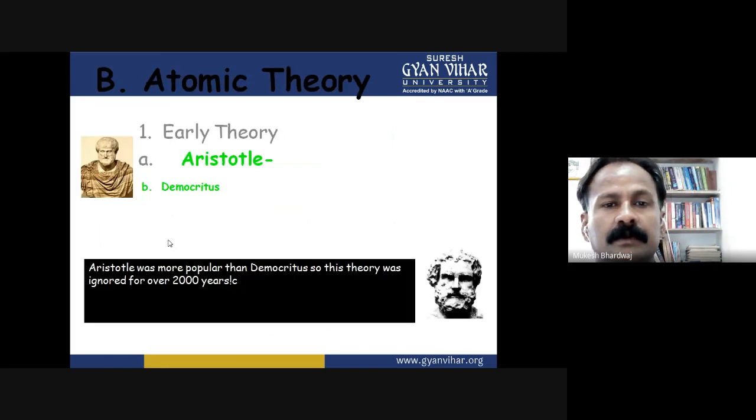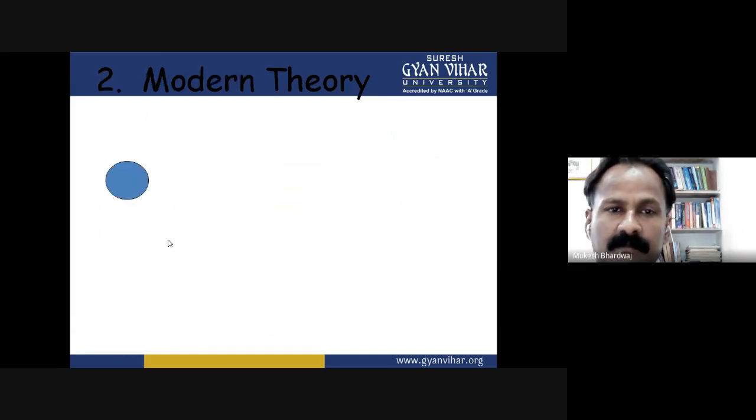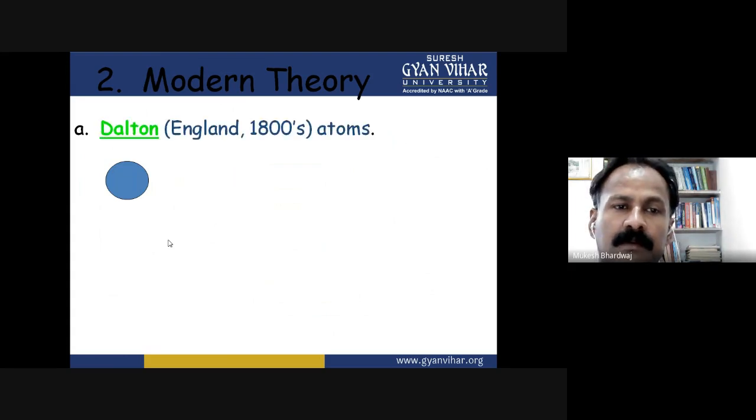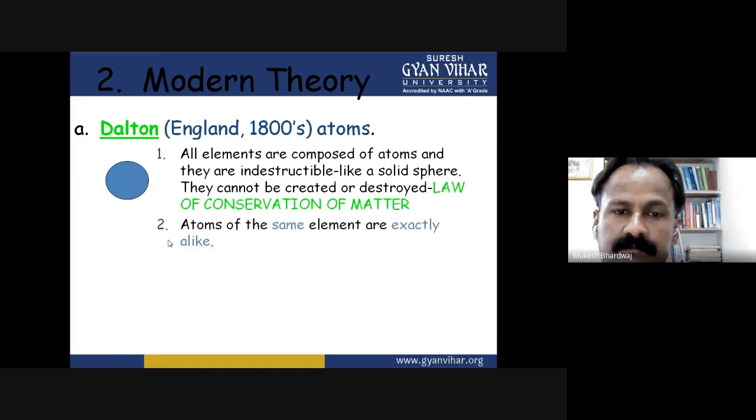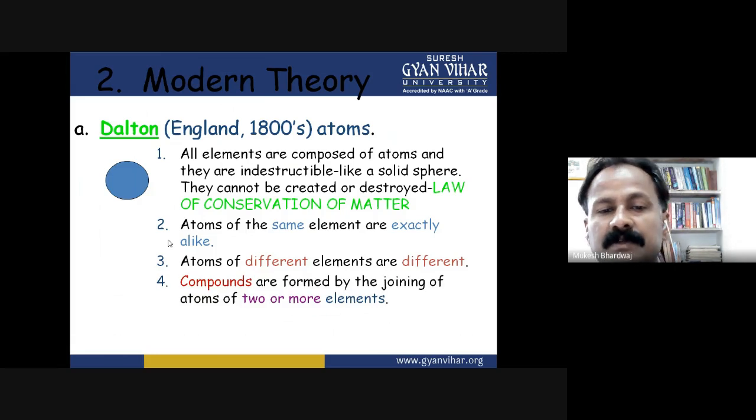Atomic theory, early theory, given by Aristotle, and a second given by Democritus. Aristotle was more popular than Democritus, so this theory was ignored for over 2000 years. Modern theory, given by Dalton in England in about 1800. Dalton's atomic theory: all elements are composed of atoms, and they are indestructible like solid spheres. They cannot be created or destroyed, the law of conservation of matter given by Dalton. Atoms of the same element are exactly alike. Atoms of different elements are different. Compounds are formed by the joining of atoms of two or more elements.